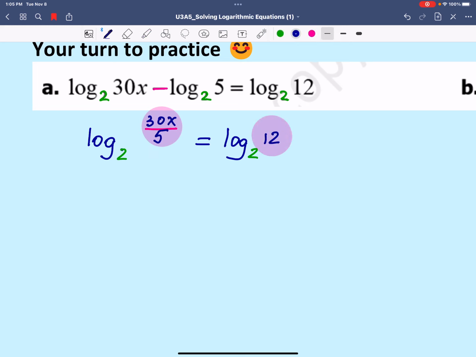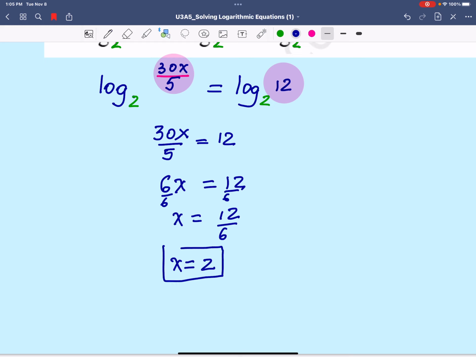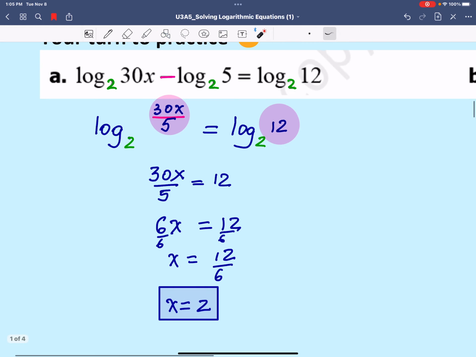So our next step, we have 30x over 5 equals 12. Obviously, we'll simplify 30x over 5, so that divides to 6x, and then the right side is 12. Isolate x. This is a simple linear equation by dividing both sides by 6, and we get x equals 2. So this should be our solution, but before we make a final decision, we want to check and see if this solution works for our equation.